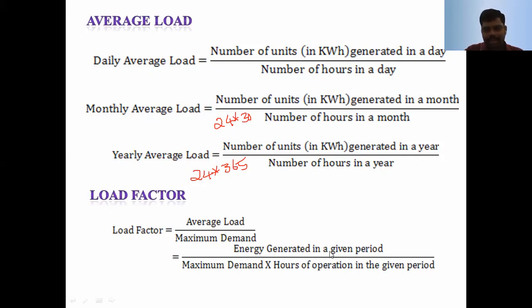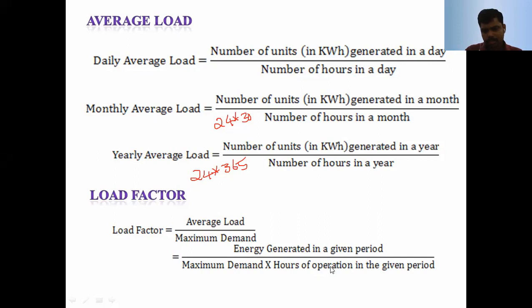Suppose we take the load factor in a day: it is the energy generated in a given period divided by the maximum demand on the power plant times the hours of operation in the given period. For a day, that means 24 hours. Suppose we consider a month, that is 24 hours times 30 days.